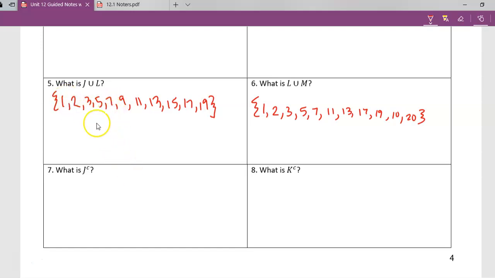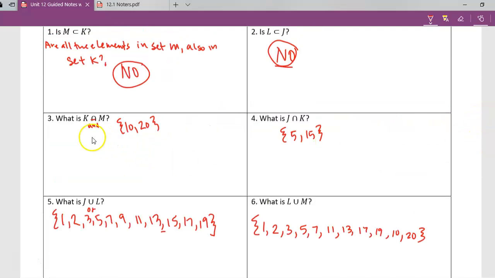Okay. So remember, union is the same as or, and so we're saying these elements have to be in set J or in set L to be a member of our new set. Whereas on the intersection, we can think of it as meaning and. It has to be in set K and in set M to be in our new set. Okay.